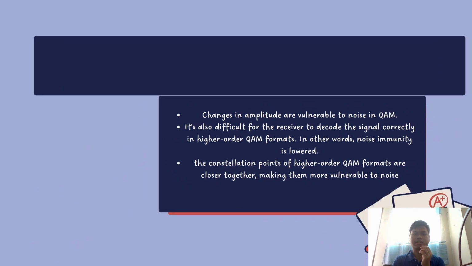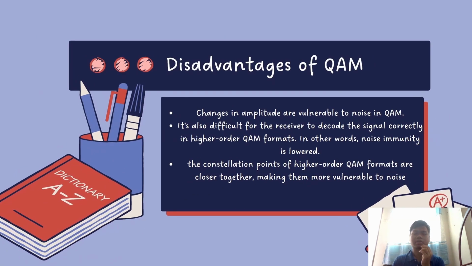The next one is the disadvantages of QAM. The first one is that changes in the amplitude are vulnerable to noise in QAM. It is also difficult for the receiver to decode the signal correctly in higher order QAM formats. In other words, the noise immunity is lower. The last one, the constellation points of higher order QAM formats are closer together, making them more vulnerable to noise.